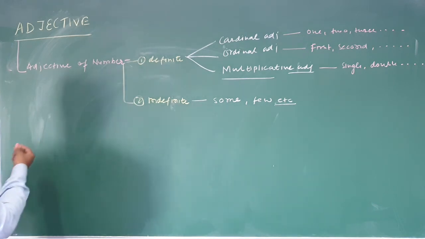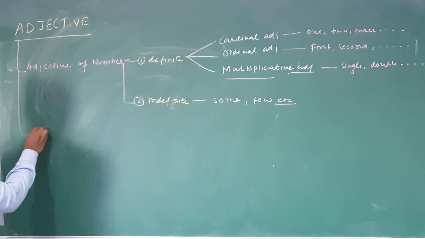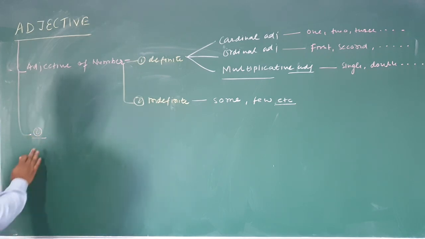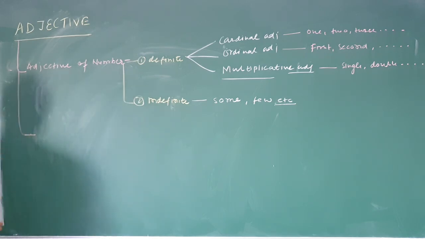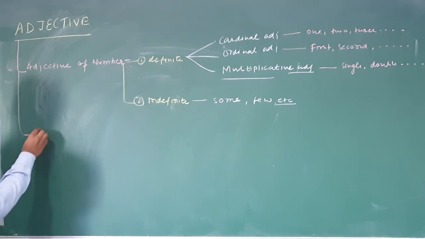On the other hand, coming to another type, we have the adjective of number. What are the possibilities? Adjective of number. Then we have the distributive adjective.